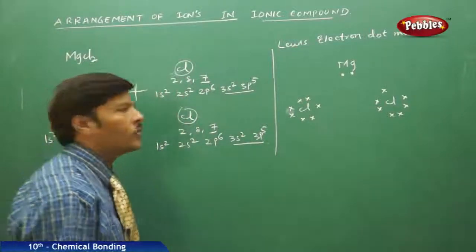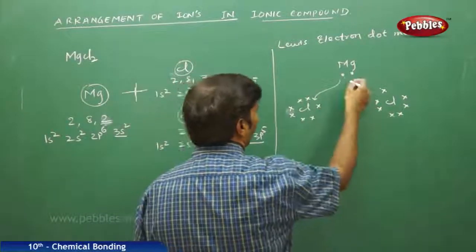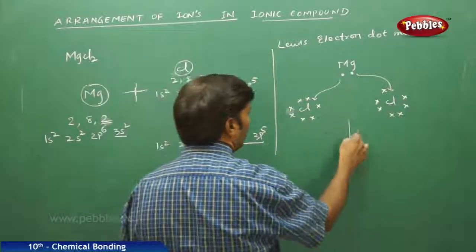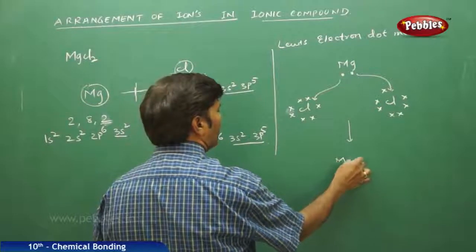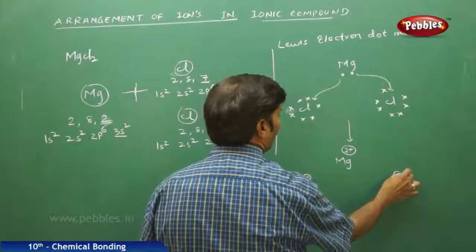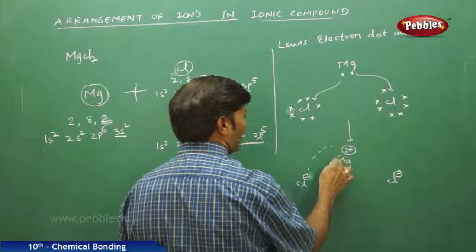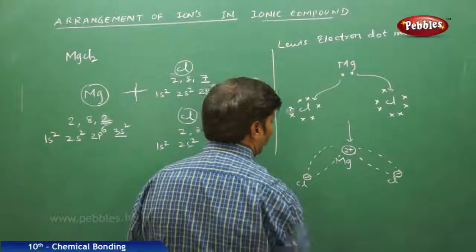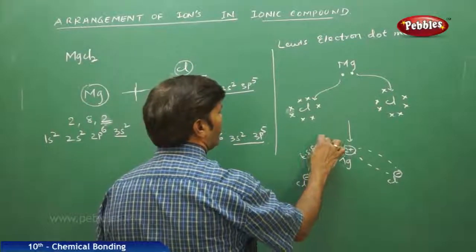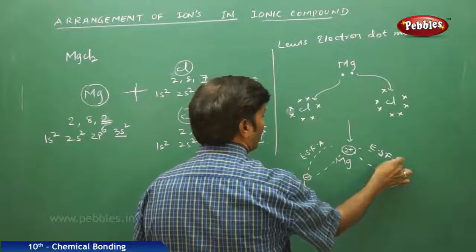So magnesium, if it wants to become stable, is going to donate one valence electron to the first chlorine and another valence electron to the second chlorine. These are all valence electrons only, mind you. So the structure is going to become Mg2+ and Cl-, and here also Cl-. The strong electrostatic force of attraction operates between magnesium and each chlorine.